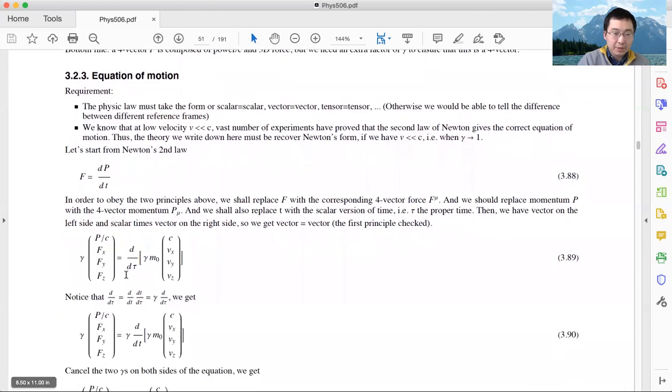Oh, and by the way, for the proper time, we know the proper time and the lab time are related by a gamma factor.